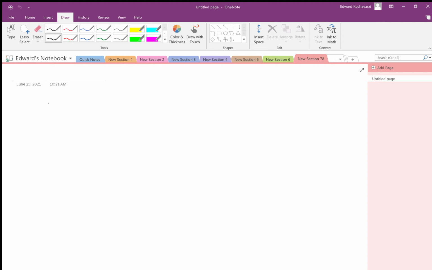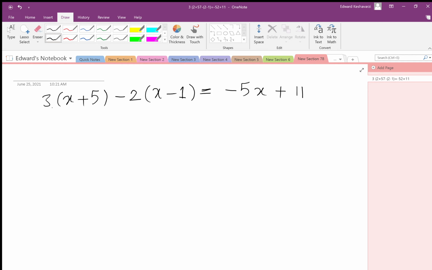Let's have another example. 3 times (x plus 5) minus 2 times (x minus 1) equals negative 5x plus 11. By applying distributive law, we'll have 3x plus 15 minus 2x plus 2 equals negative 5x plus 11.